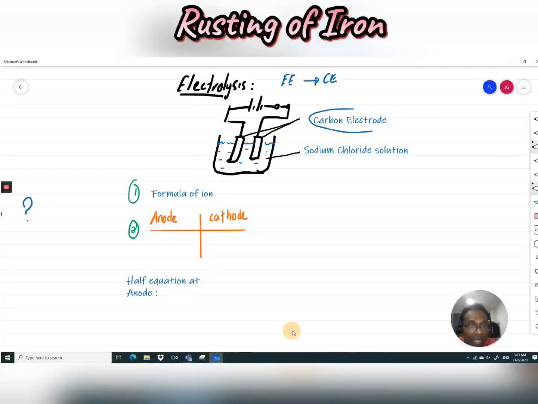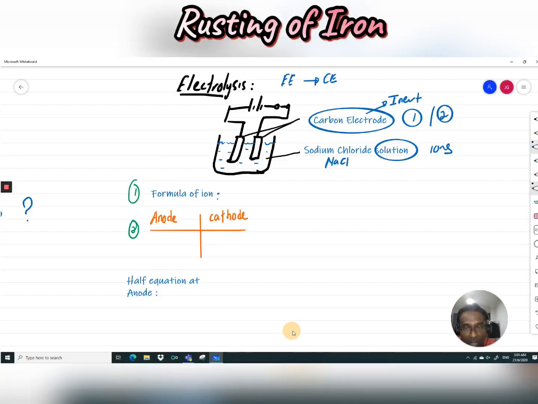And when we have carbon electrode, this electrode is known as inert electrode. That means we have factor 1 or factor 2. And we check the sodium chloride solution, it has 4 ions. So what are the names of the ions? Write the formula of the ion. So the sodium chloride symbol, NaCl, plus water.